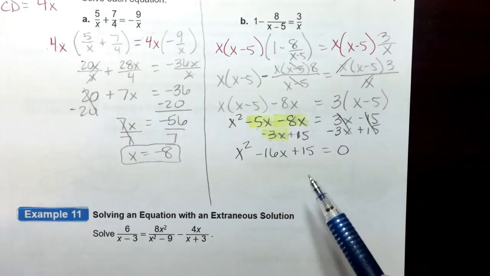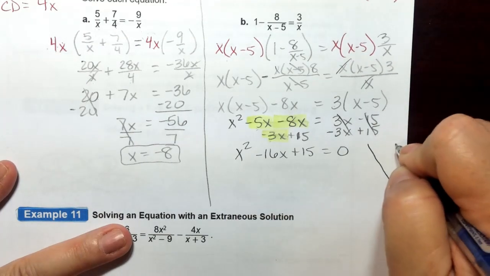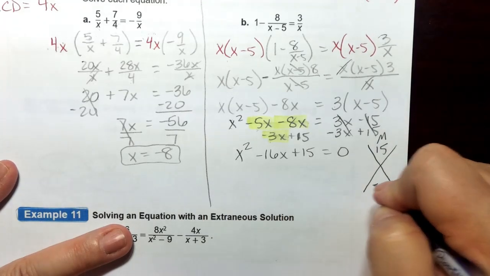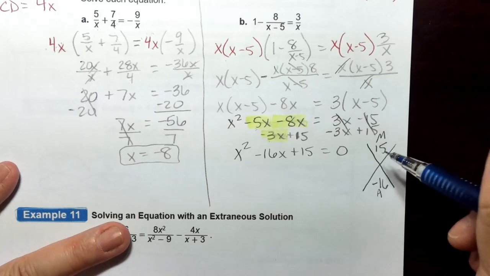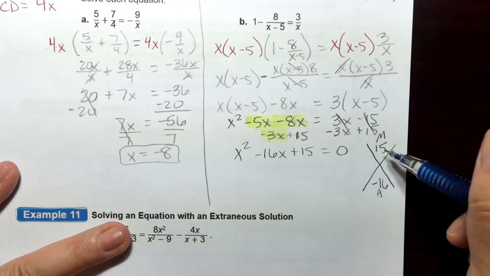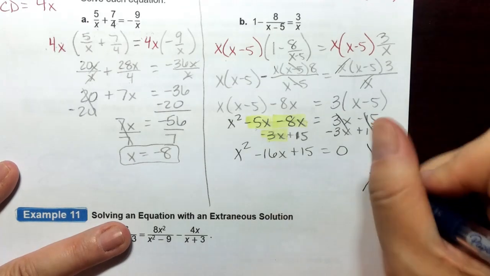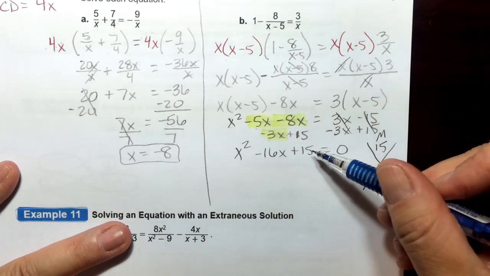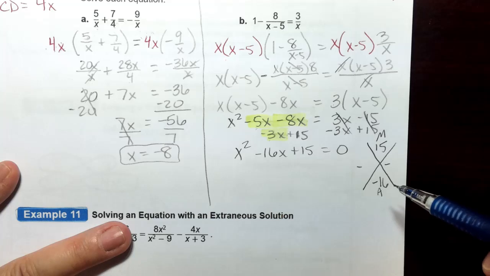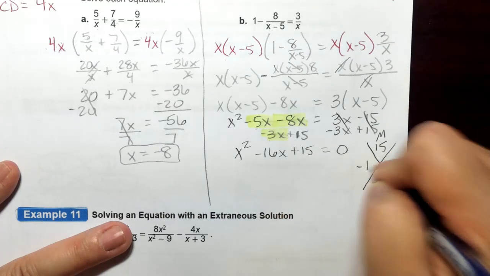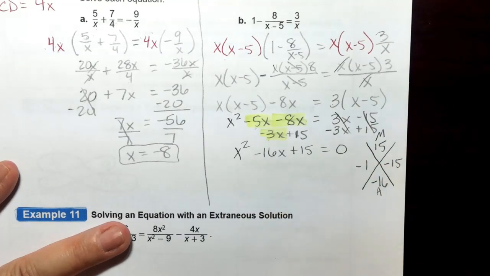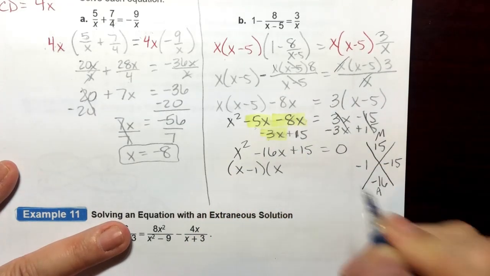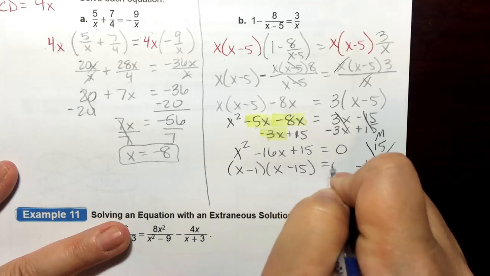So now we need 2 numbers that when you multiply, you get positive 15, but when you add, you get negative 16. So in order to get a positive product with a negative sum, that means both of your factors have to be negative. So what do we know that you could multiply to get 15 that would add up to get 16? 15 and 1. So we can actually rewrite this as x minus 1 times x minus 15, set that equal to 0.